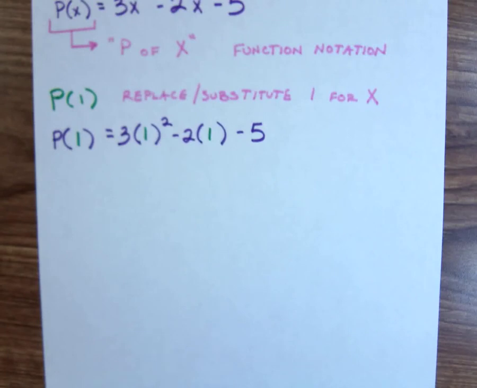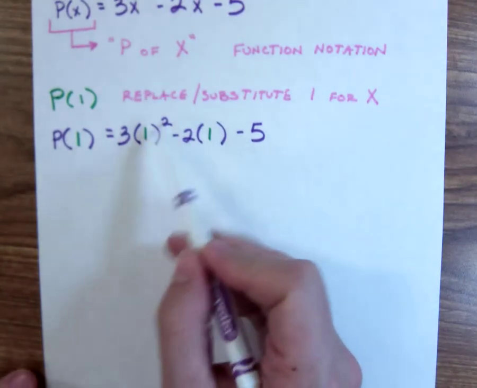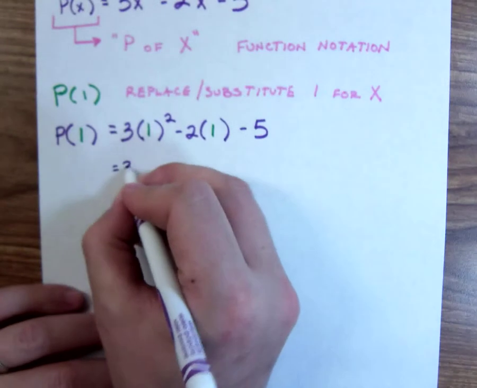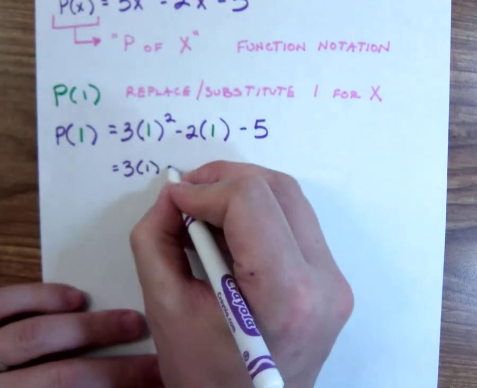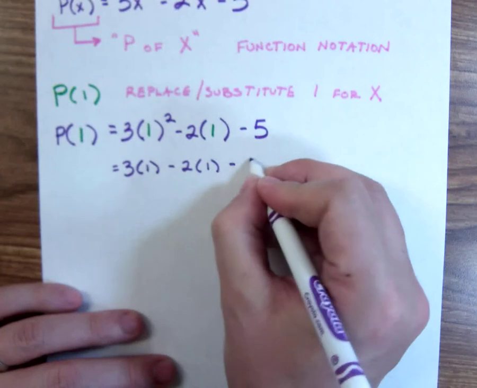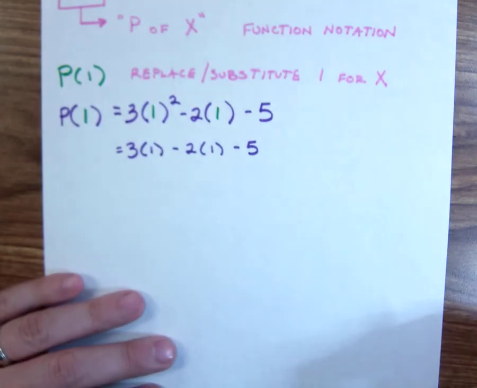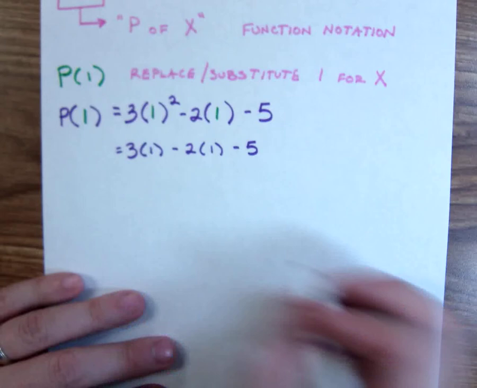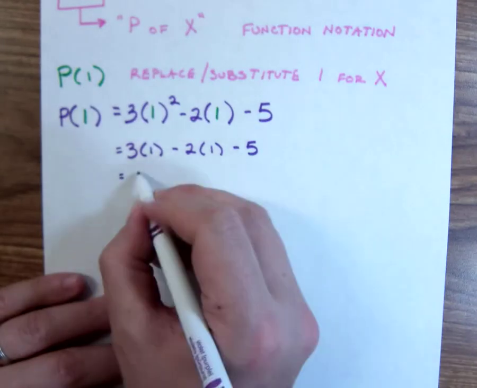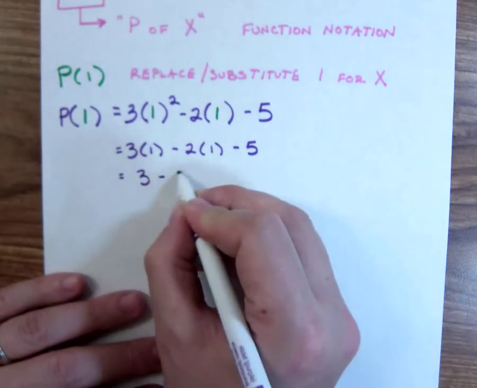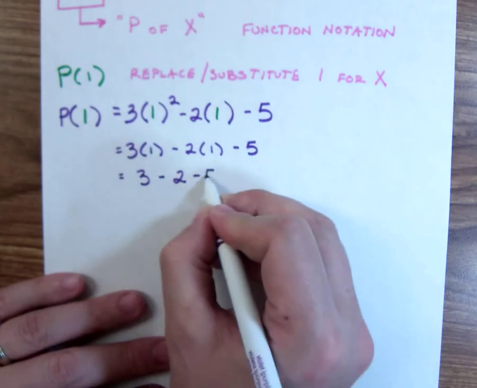The math here is very simple as long as you remember your Dear Aunt Sally. Parentheses, exponents, multiply, divide, add, subtract. So the parentheses aren't helpful because all that's in parentheses is the 1. Let's do the exponents. 1 squared is 1, so this is going to be 3 times 1 minus 2 times 1 minus 5. Exponents first. Then Aunt Sally says to multiply. That's really easy because it's all times 1. So 3 times 1 minus 2 times 1 minus 5.